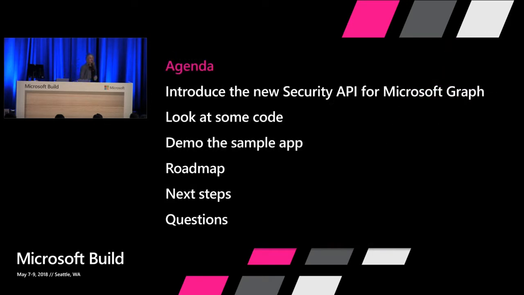So how are we going to spend the next 45 minutes? First, I'm going to take some time introducing you to the new security API for Microsoft Graph, which we launched a few weeks ago, and talk to you about how you can leverage that to integrate security insights from Microsoft and ecosystem partners. We'll take a look at some code and a sample application. I'll drill down a bit more into what's available today and what's on the short-term roadmap, so what you can expect to see coming online soon. We'll talk about next steps and resources, and then finally I'll leave some time at the end of our session for questions and answers.